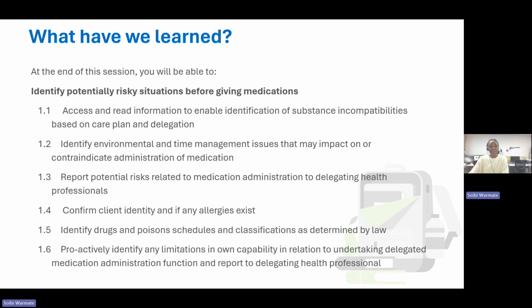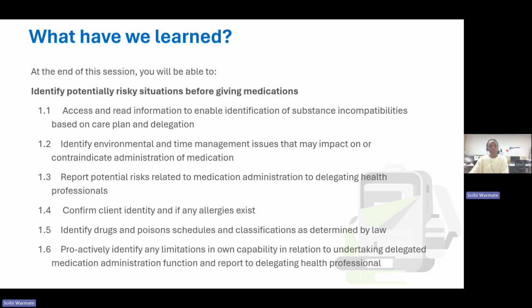So what have we learned today? We've learned how to identify potential risk situations before giving medication. We also learned how to access and read information to enable identification of substance incompatibilities based on care plans and delegation. We identified environmental and time management issues that may impact on or contraindicate medication administration. We've also learned how to report potential risks related to medication administration to delegating health practitioners.